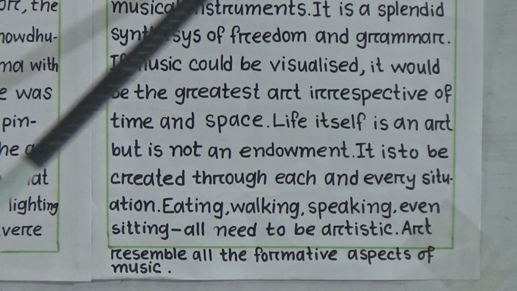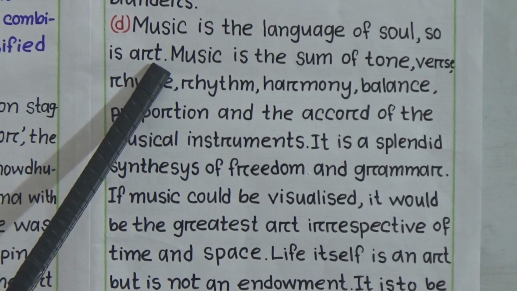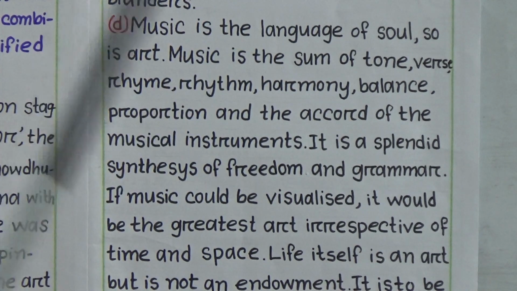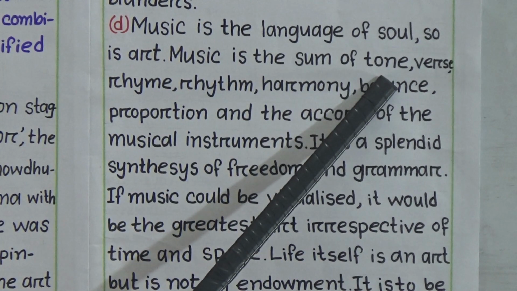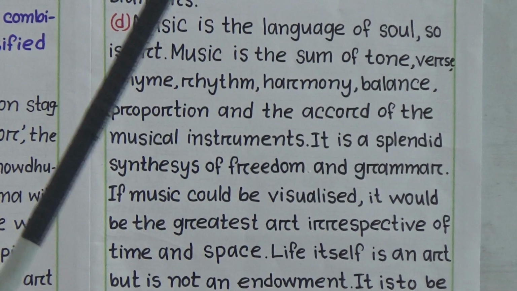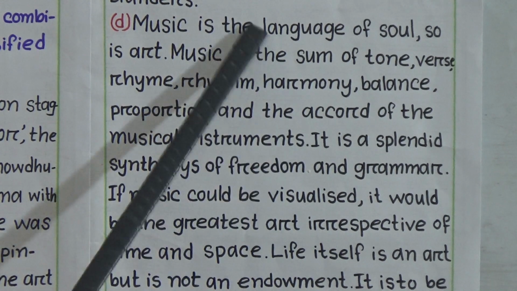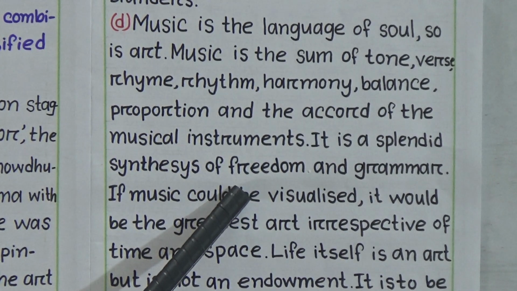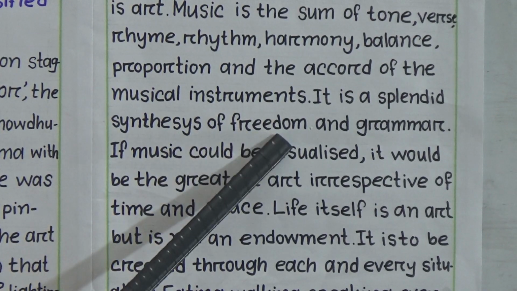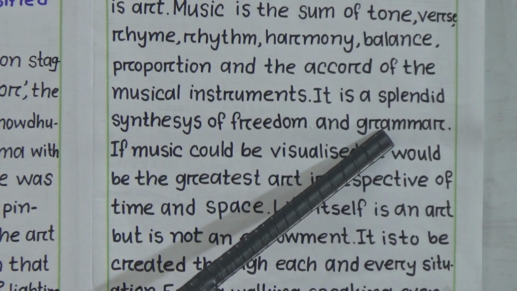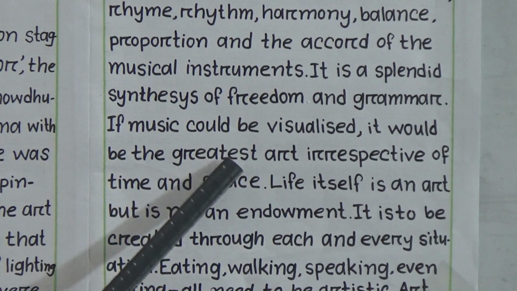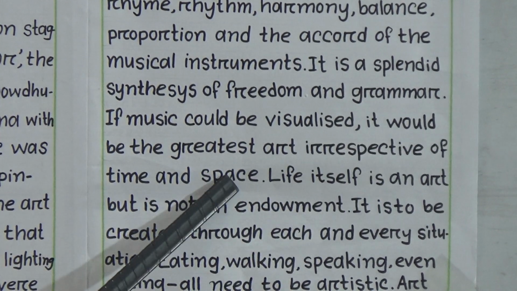Students, we know that music is the language of soul, so is art. So, if you want to make music, there must be the togetherness of tone, verse, rhyme, rhythm, harmony, balance, proportion, and musical instruments. Without this, music can't be fulfilled. Music has full freedom and no grammatical rules. So if music could be visualized, it would be the greatest art irrespective of time and space.